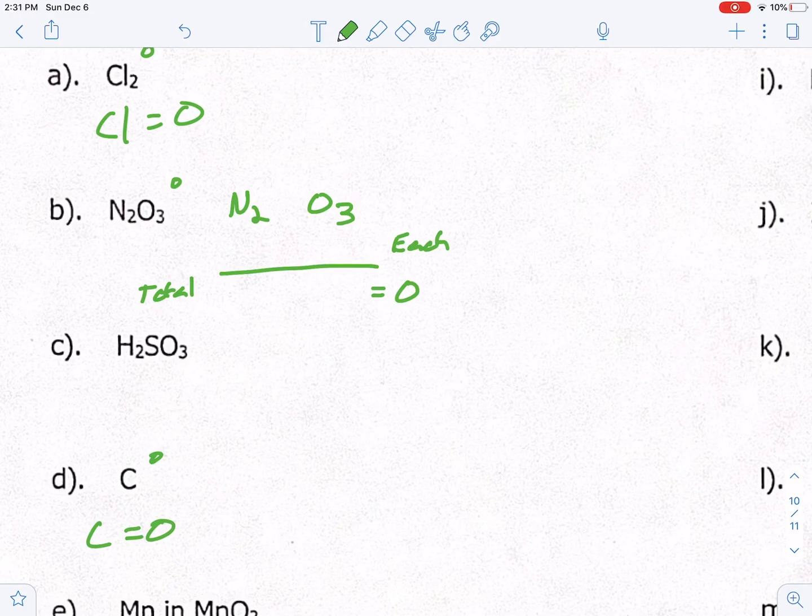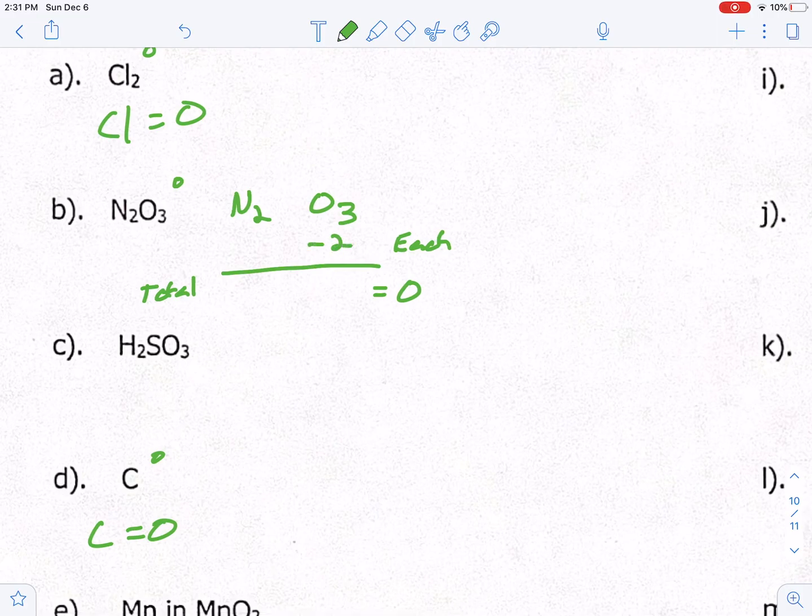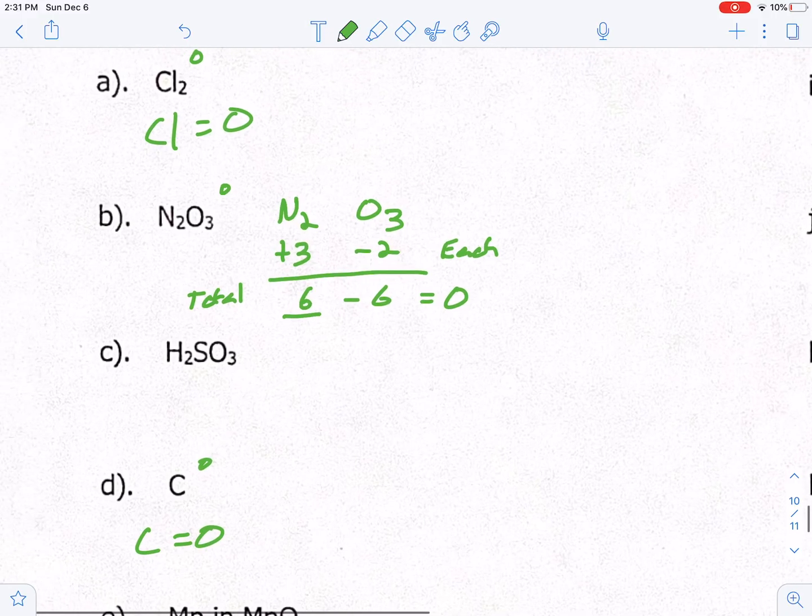Okay, so always start with oxygen first. Oxygen has a charge of -2 that does not change. So 3 times -2 is going to give me -6. So I need to know what plus -6 gives me 0. That's going to be 6. Now I need to find the charge of each nitrogen. If I have 2 of them, 6 divided by 2, that means each one is going to have a charge of +3. So my answer would be N equals +3, O equals -2.